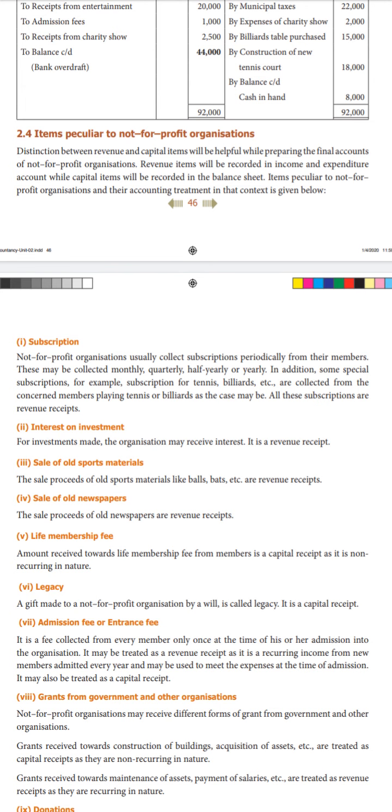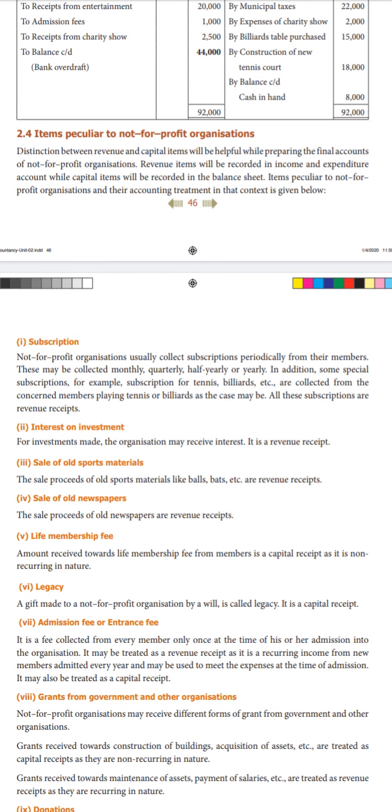Okay, so here there are certain examples given with the explanations, actually, whether it will come under the revenue or the capital item. In that, the first one you have is the subscription. Okay, so what is subscription? Basically, for example, when you get a newspaper, for a year you pay the amount, or sometimes monthly, quarterly, half yearly, or yearly.